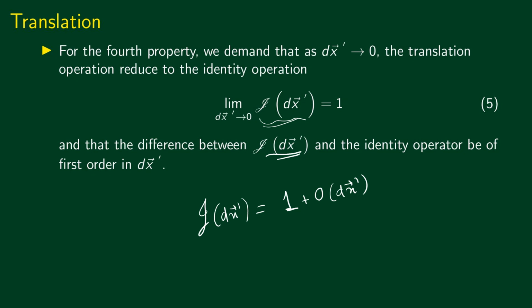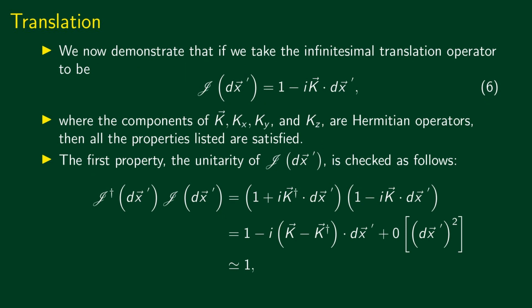Let's now demonstrate that if we take the infinitesimal translation operator to be J of dx vector prime equal to 1 minus i k vector dot dx vector prime, where all the components of k vector, kx, ky, and kz are Hermitian operators, then all the properties listed above are satisfied. So we had a few properties, importantly unitarity, and then the other properties. Now we'll show that we can define the infinitesimal translation operator in this manner.